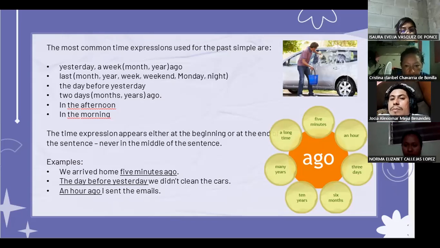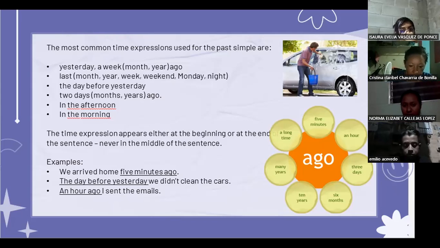Very good, Isaura. Day before yesterday, I went to the park. All right. Very good, Yamile. It says, in the afternoon, I cleaned my house. Good. I went to the mall in the morning. Very good, very good. Very good.